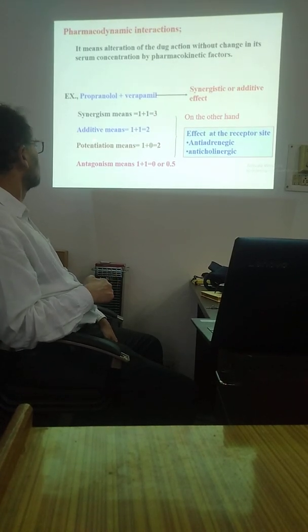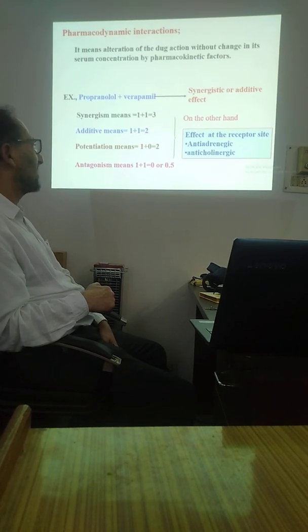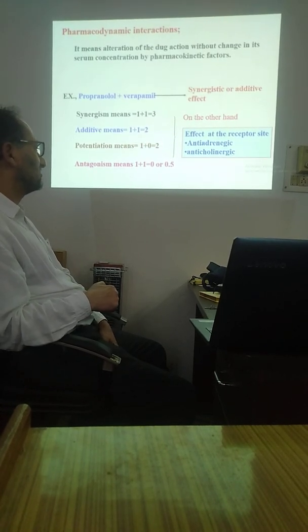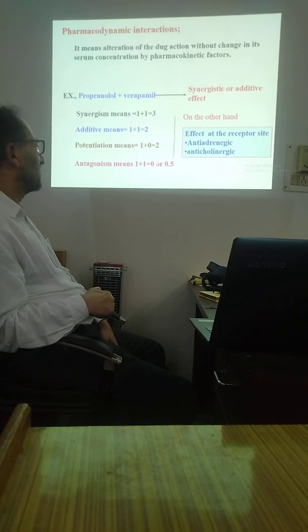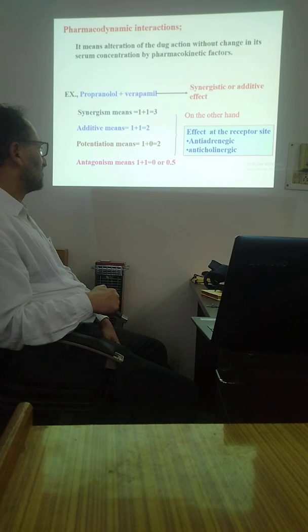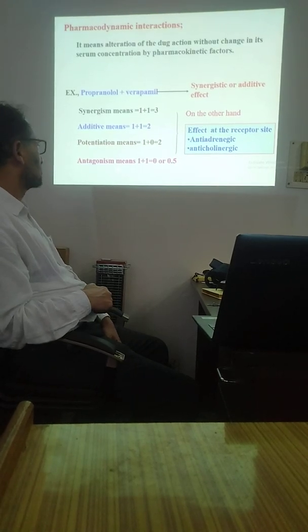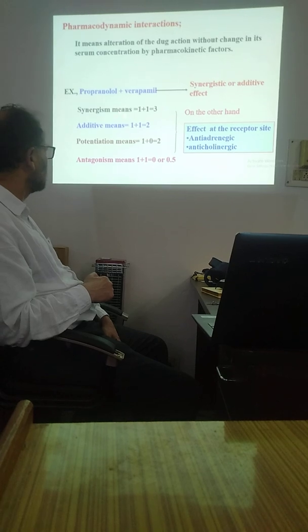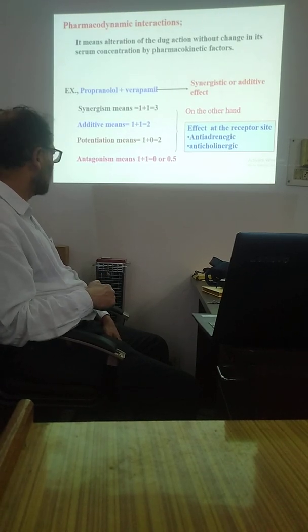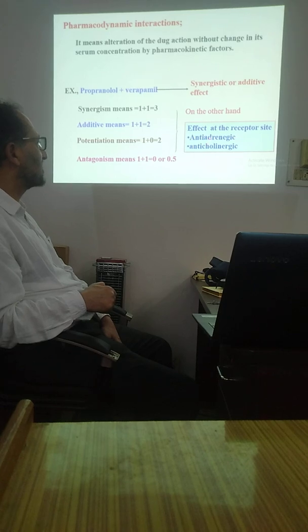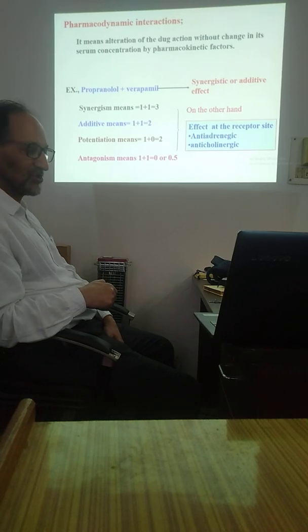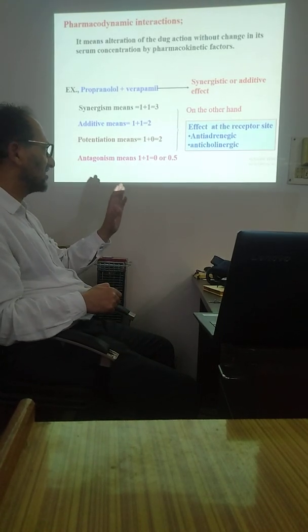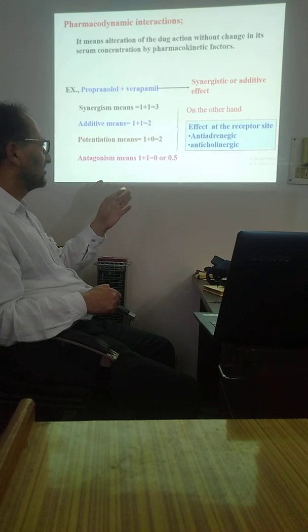So this is synergistic. Potentiation means when one drug is given with another drug and the total response is 2, but the other drug alone will not have an effect. Antagonism means when we give two drugs and we get a response less than 1, that is, less than 0.5. So we have a synergistic response, an additive response, a potentiating response, and an antagonistic response. Effect at the receptor site, such as anti-adrenergic and anticholinergic, are antagonistic responses, when we give two drugs with anti-adrenergic and anticholinergic responses.